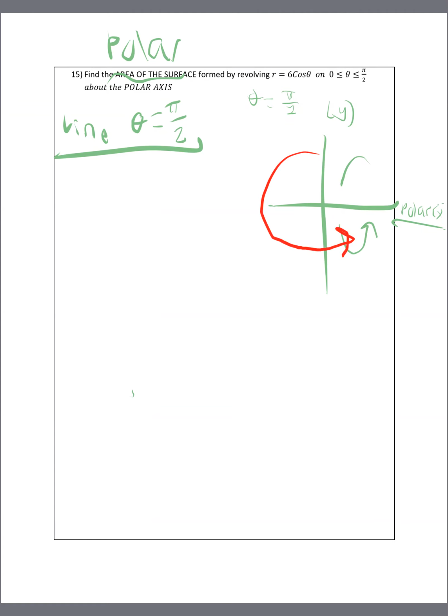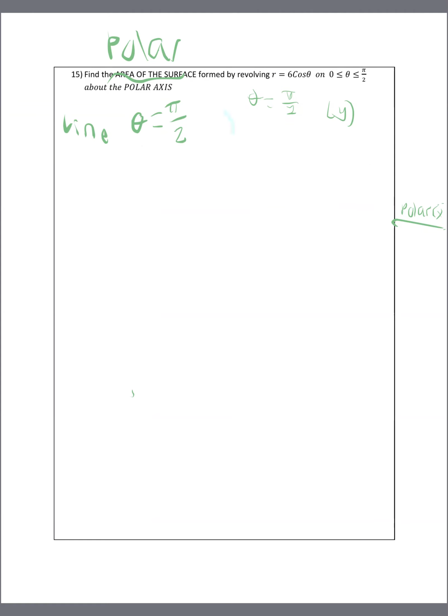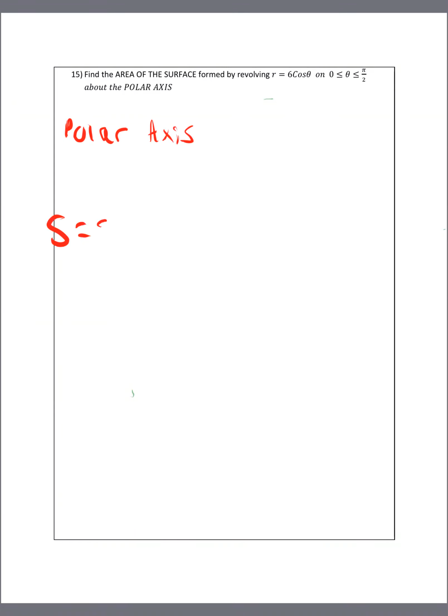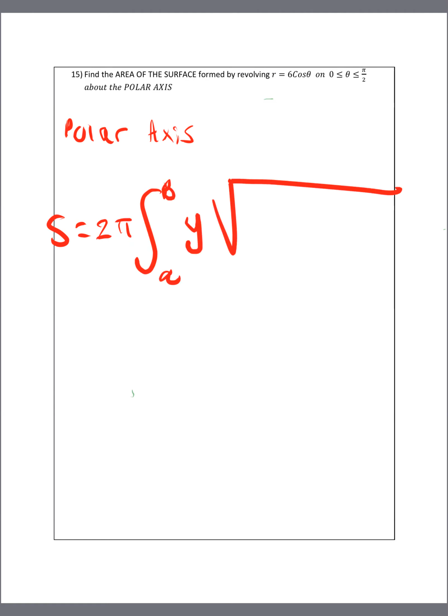it's another formula. So make sure to write these formulas down because I'm going to write them nice and neat right now. So let me just copy the image from Miss Q's notes, but at least get the background. So the polar axis one is S is equal to 2 pi, again, the A and the B. You write a Y here, and then it's the same thing as what we did before.